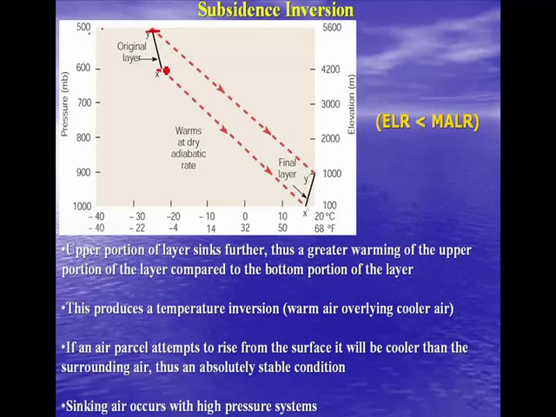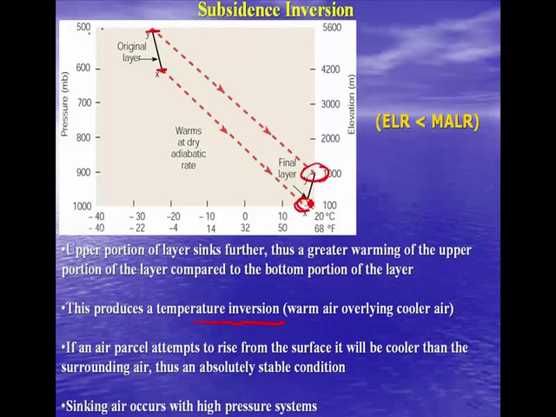And so now we've taken an initial layer where temperature was decreasing with height, and we move it to the surface, and the layer is now increasing with height. This is considered a very stable type of situation. And so this produces basically what we term a temperature inversion, where we have warm air sitting over cooler air.